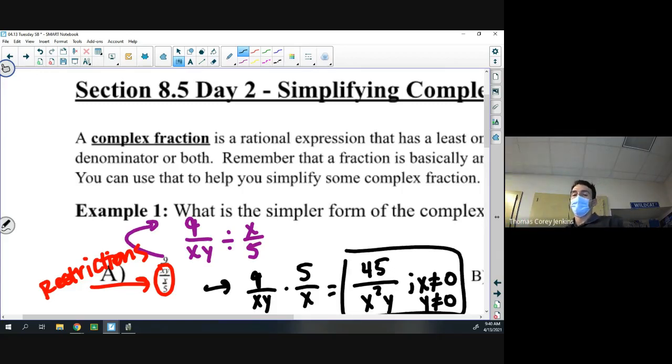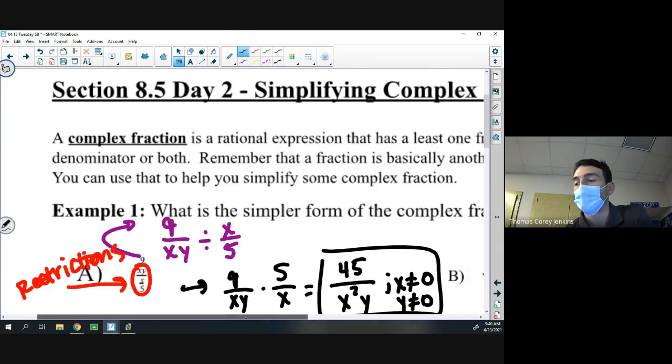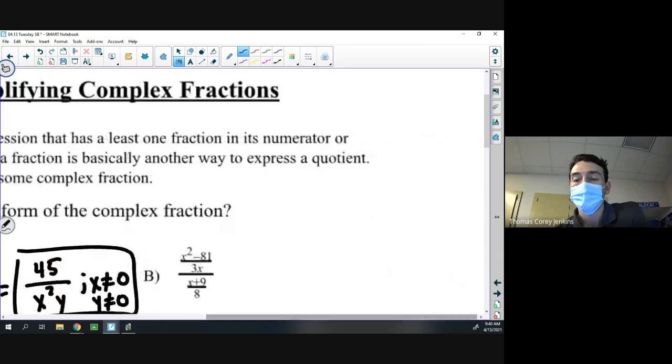All right, so let me do one more that requires some factoring, and then I'm going to have you guys do a couple on your own or with a partner. So looking over at B, let's go ahead and do the same change-flip part first. So write this as x squared minus 81 over 3x multiplied by 8 over x plus 9.